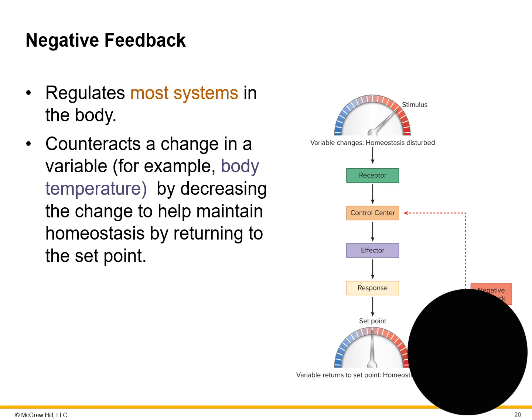So we're going to go over the negative feedback mechanism. If you look at the feedback mechanisms, most systems in the body are regulated by negative feedback. Temperature is one of them, and pressure. This is one of the main things, and we're going to see that. So negative feedback regulates most body systems by counteracting changes in a variable such as body temperature. That's one example. It works to decrease the change, helping the body return to the set point and maintain homeostasis.